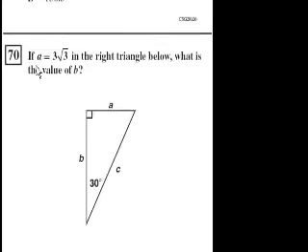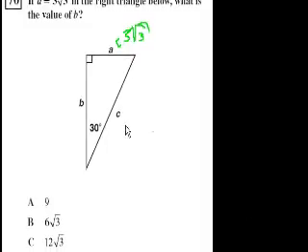If A is equal to 3 roots of 3 in the triangle below, what is the value of B? I think you're going to learn a little bit about 30, 60, 90 triangles now. Maybe they assume that you already know something about 30, 60, 90 triangles. But anyway, if A is equal to 3 root 3, what is B? I'm debating what I should assume that you already know. But let's think about it a little bit.